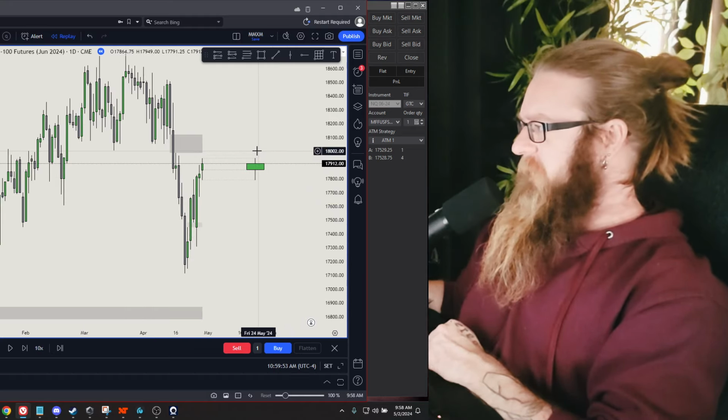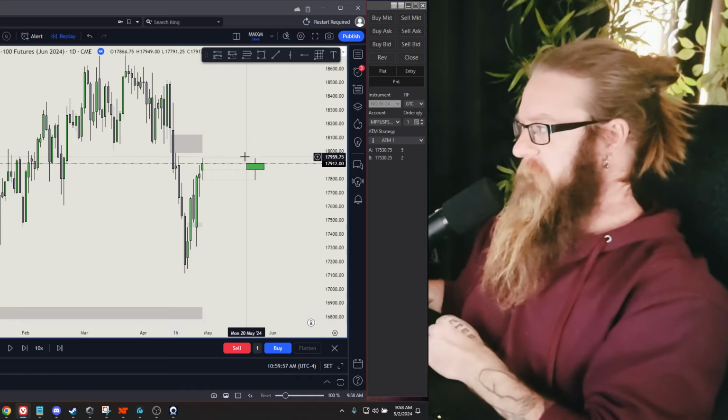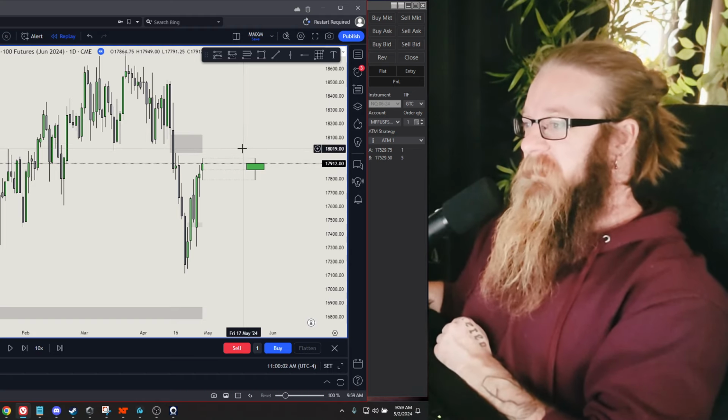Also, I changed my colors to a lighter background and it's like blinding me. It's really lighting up my face. Anyway, what do you think is going to happen?